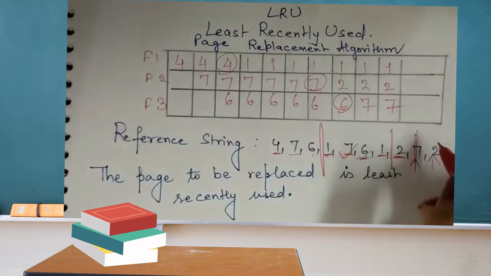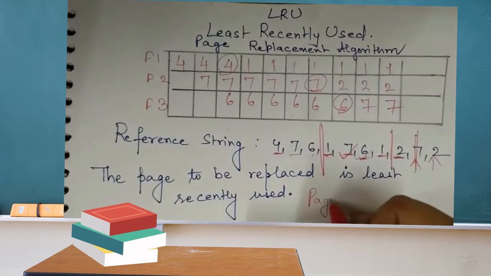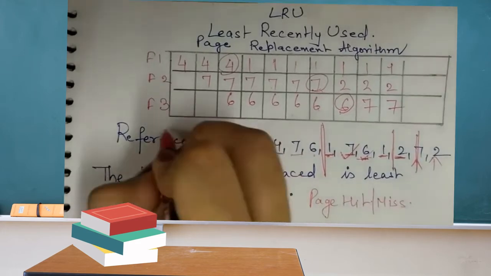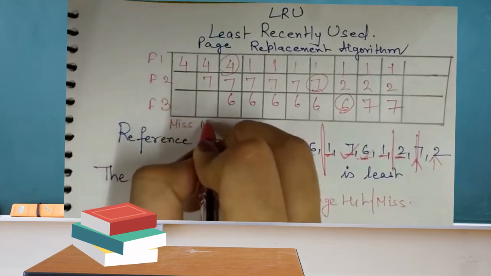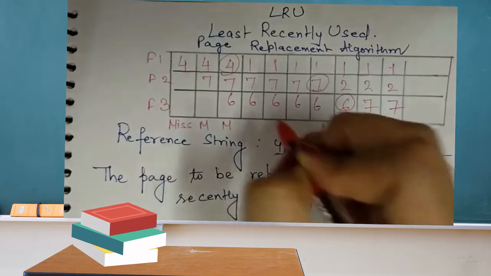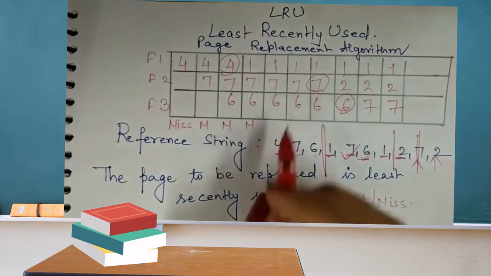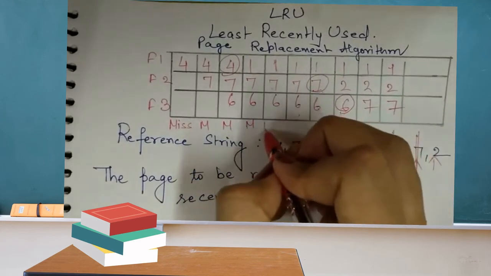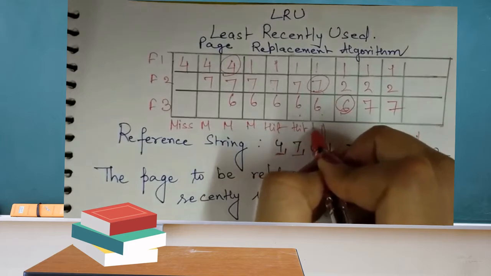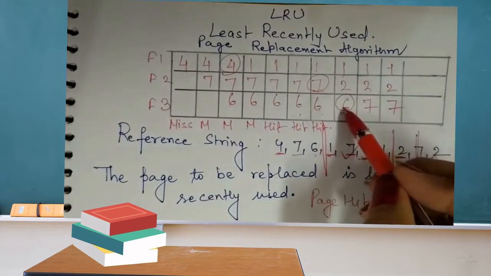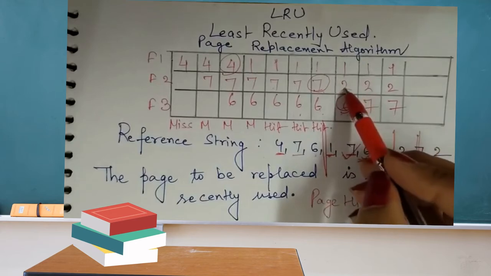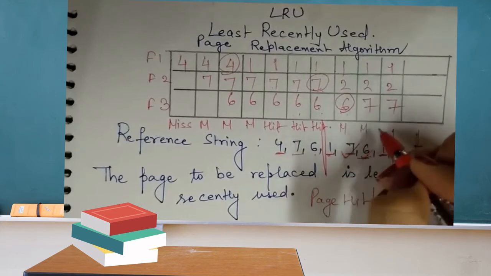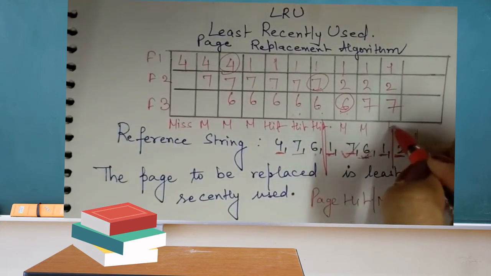Now we need to just mark the page hit or miss. So here it is a miss, here it is a miss, here it is a miss, and here also it is a miss. But here we say that for this and this we did not make any replacement, so we call this a hit. Coming to this, again there was a replacement made, that was with 7, so here it is a miss. 1 2 7, again the replacement was made, and here no replacement was made, so it is a hit.